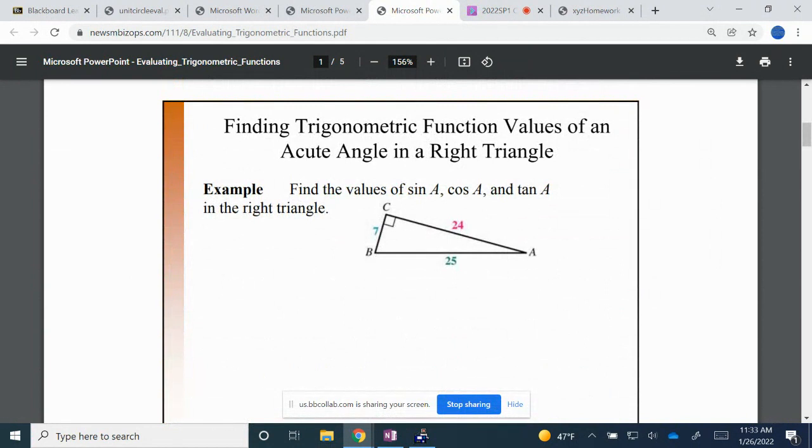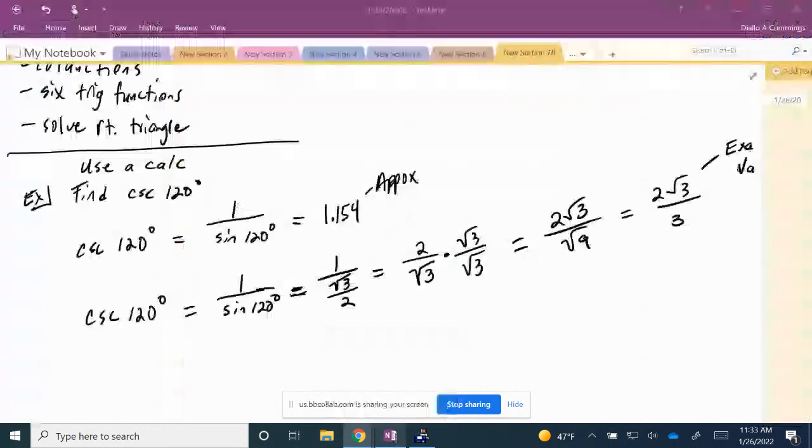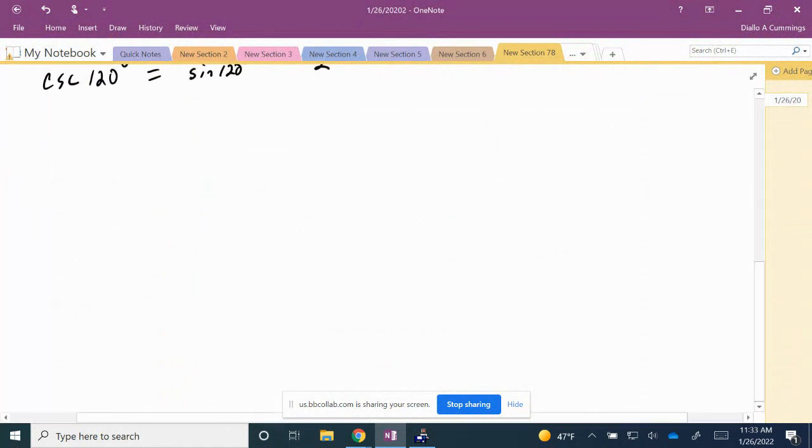All right, now let's look at an example. And in this example, we're asked to find the sine of A, the cosine of A, and the tangent of A. All right, so I'm going to recreate the triangle.